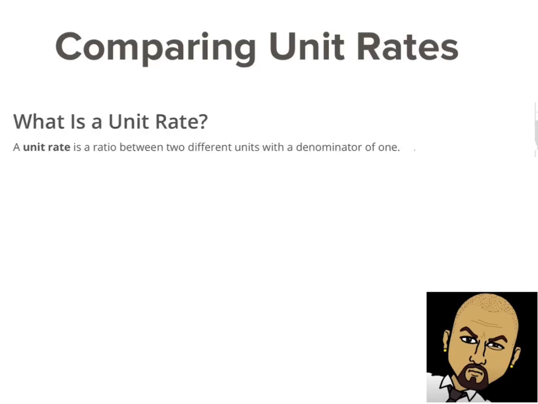What is a unit rate? A unit rate is a ratio between two different units with a denominator of 1. It's very important that you set up your units and you put the unit that you're trying to figure out the 1 value of on the denominator. So let's take a look at an example.